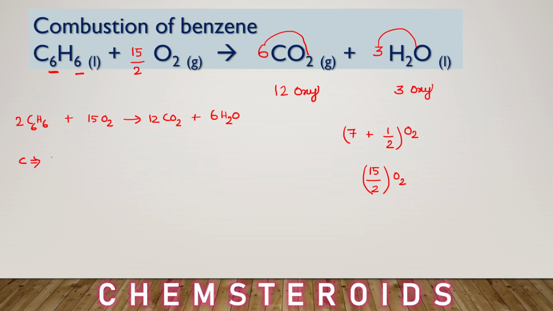So the carbon number is 12 on both sides. The hydrogen number is also 12 on both sides, and the oxygen number is 30 on both sides. So you can check here, carbon is 12, hydrogen is also 12. For oxygen, 12 into 2, 24, plus 6 into 1, that is 24 plus 6, which is going to be 30. So the reaction is balanced.